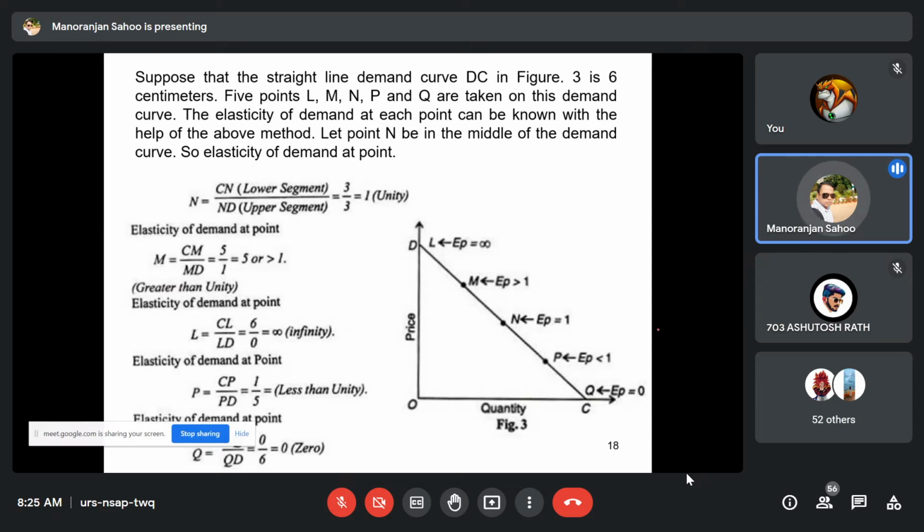At any point lower than the middle point, that is at point p, the lower segment will be less and the upper segment will be more, so the elasticity value will be less than 1. At the x-axis the elasticity value will be 0, and at the y-axis the elasticity value will be infinity. By applying this simple formula, you can calculate the point elasticity at any point along the demand curve, using the lower segment divided by the upper segment.